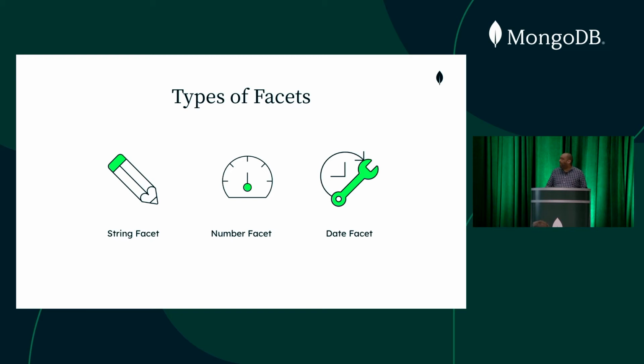So now that we've talked a little bit about that, let's go over some of the different types of facets that we support. Atlas Search supports different facets depending on the type of data that you're indexing, and specifically, we support string, number, and date facets. For the most part, these are similar, but there are some differences in the ways that string facets behave versus number and date facets.